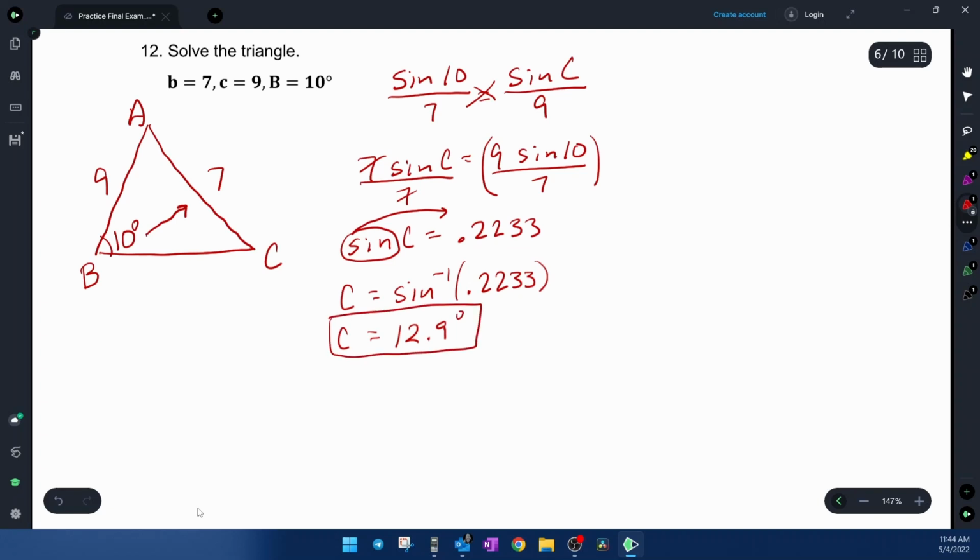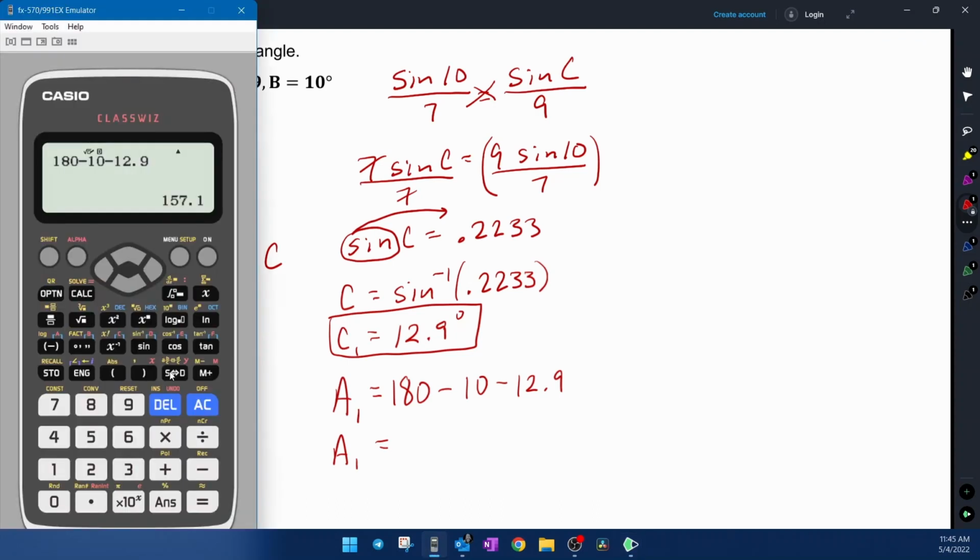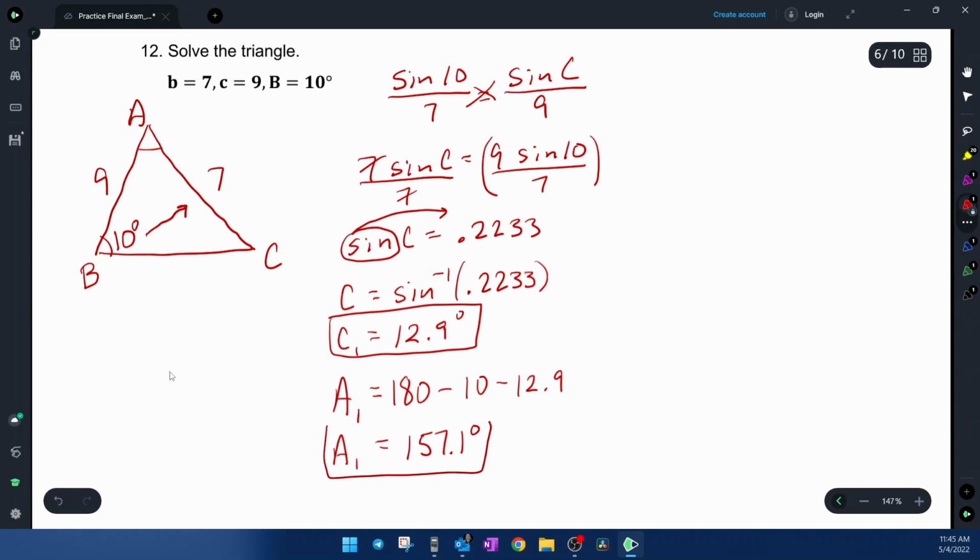Now remember we said that this problem meets the criteria for maybe two sets of answers. So the next thing we need to do is find angle A and then see if there is a second set of angles. A1 is super easy. That is simply 180 minus the other two angles, so minus angle B minus angle C. And that's going to give us our first A to be 157.1, and again, that is degrees.